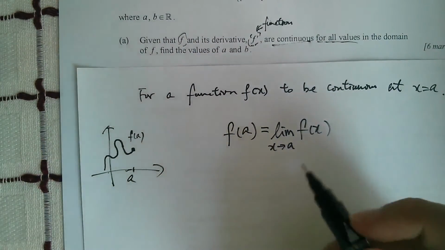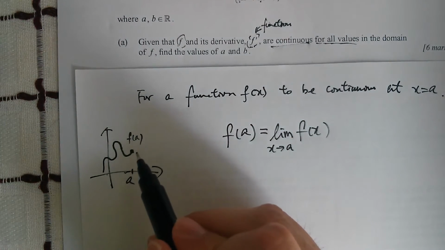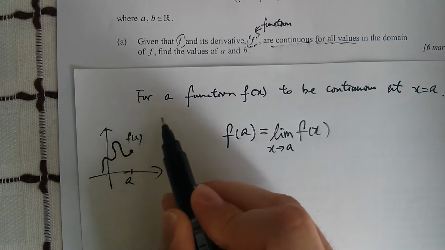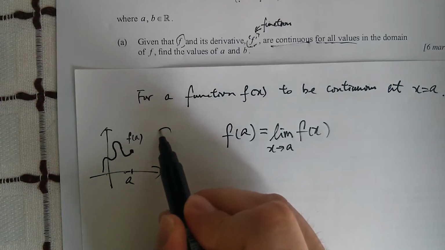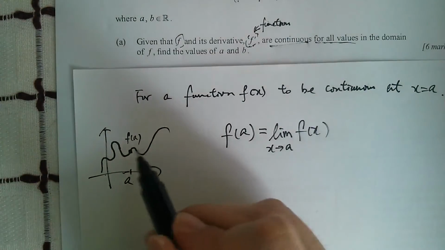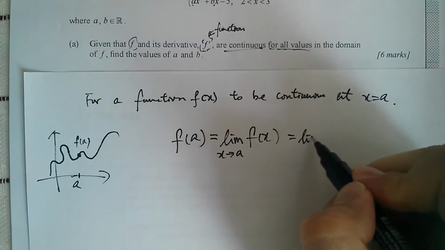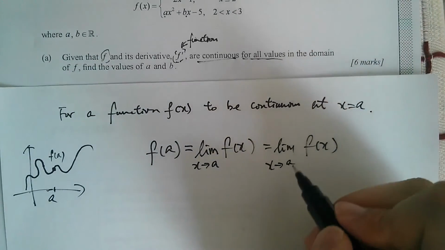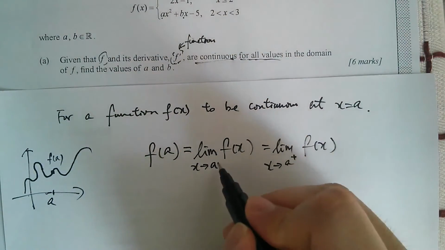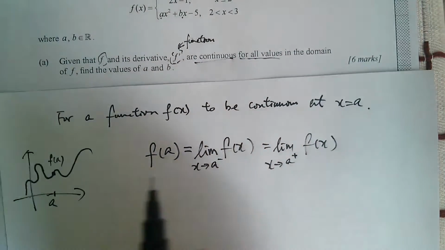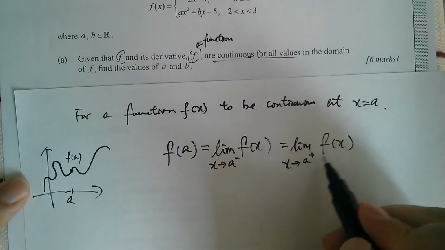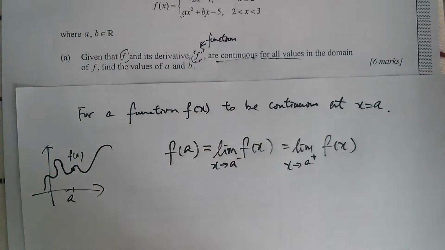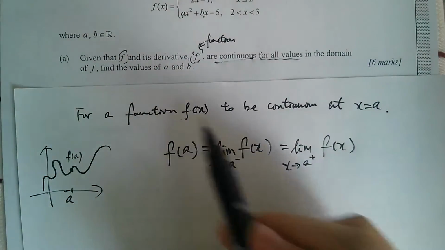That's being continuous. But just seeing this is not enough, because what about the other side? What about after this point, if the graph just goes to there? Then it's still not continuous. So I also need the other side to join together. The other side is written like this. I need another limit. I take the right-hand limit and left-hand limit. Negative means I go from the negative direction, while positive means I go from the positive direction. So you need these three things to be the same at that point for the function to be continuous at that point.